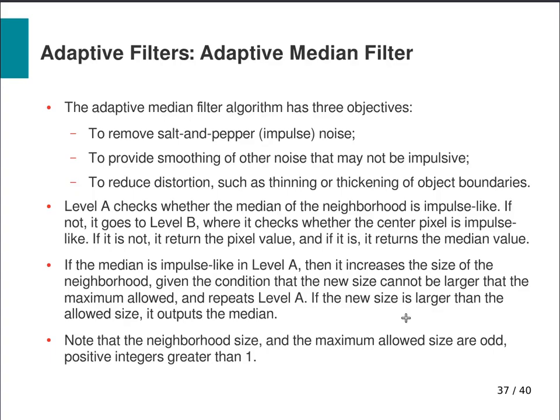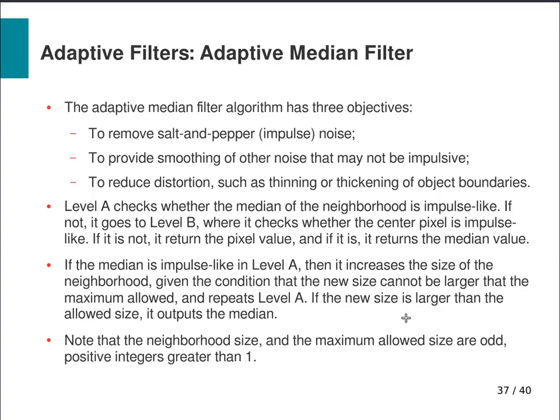So level A checks whether the median of the neighborhood is impulse-like. If not, it goes to level B, where it checks whether the center pixel is impulse-like. If it's not, it returns the center pixel, and if it is, it returns the median value. If the median is impulse-like in the neighborhood, when we check it in level A, then it increases the size of the neighborhood, given the condition that the new size cannot be larger than the maximum allowed, and repeats level A. If the new size is larger than the allowed size, it outputs the median.